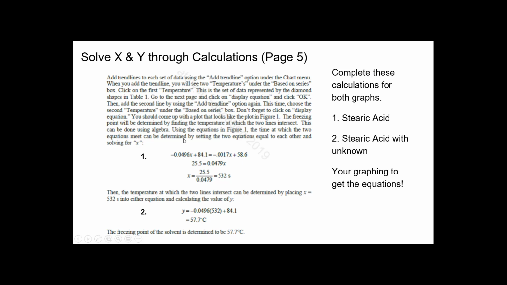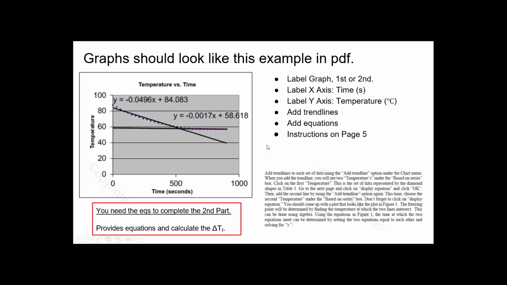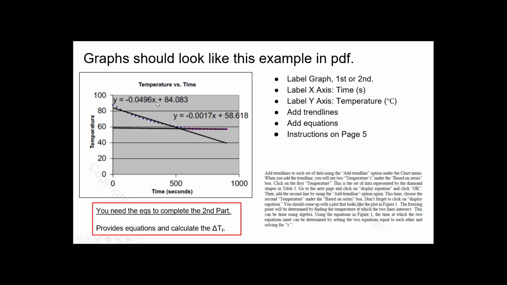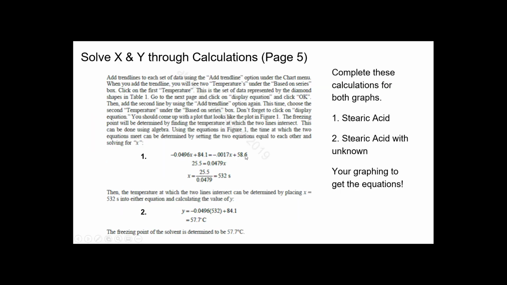Okay, so I'm going to show you why you need this. Once you graph it, you're going to have two equations, this equation here and this equation here. In your reading, it shows you why. You're going to solve for x. So you're going to take these two equations and set them equal to each other. So your negative 0.0496x, and then you're going to have this one, remove these y's, and then set them equal to each other. That's what you're seeing here. And then you just solve for x. And this tells you that the time is 532 seconds.